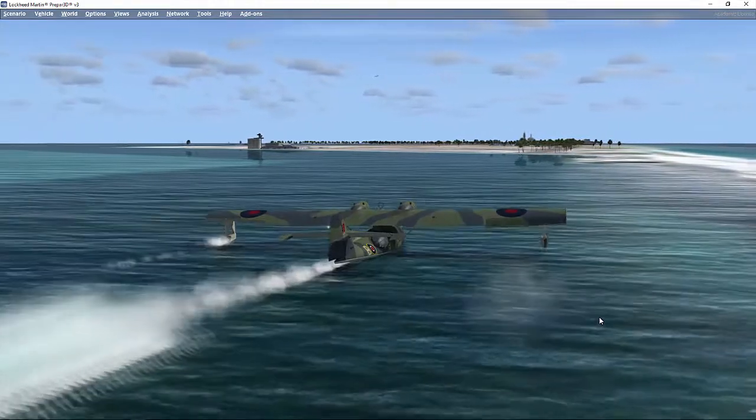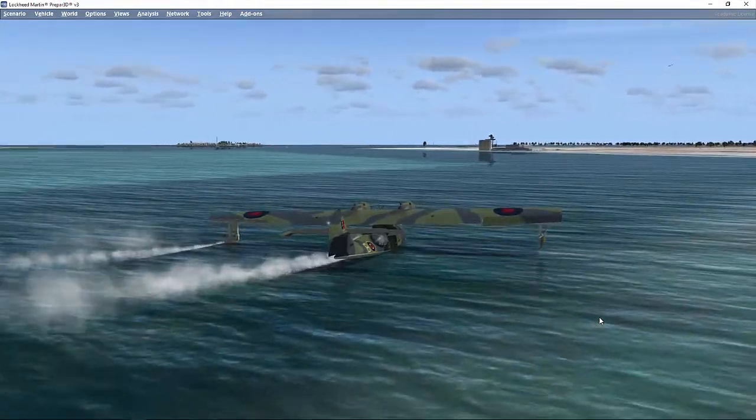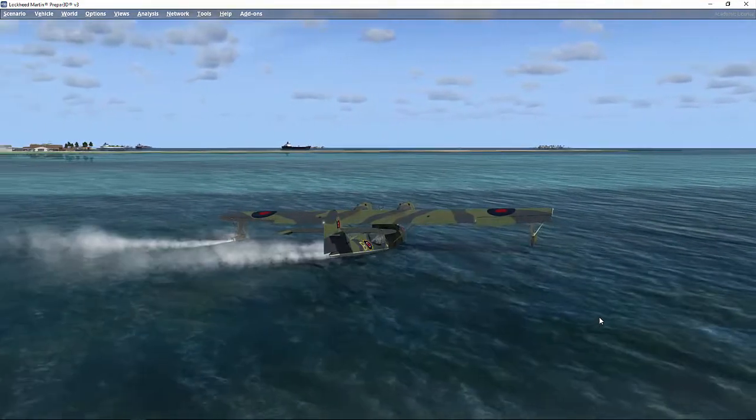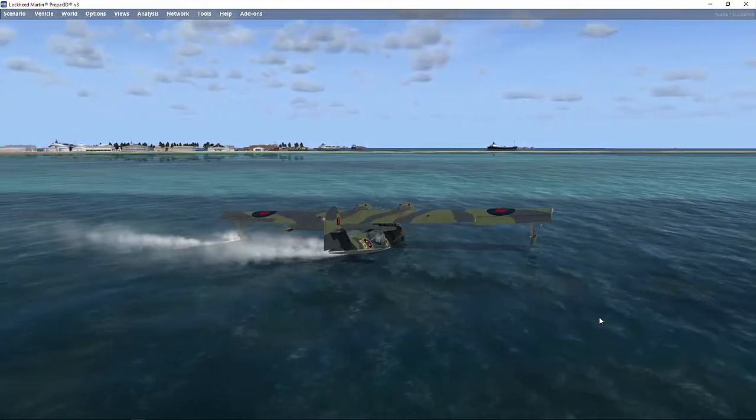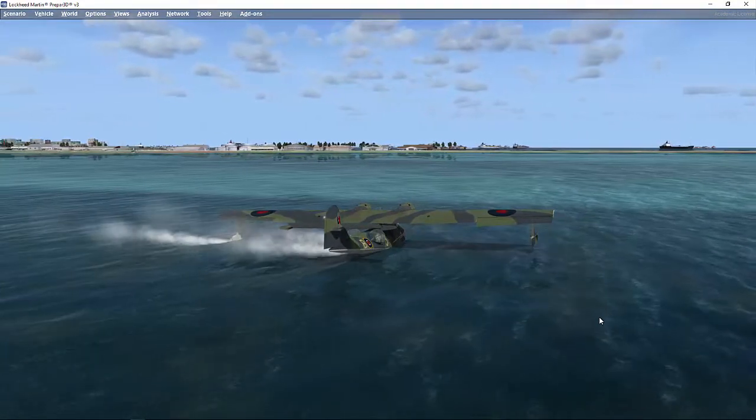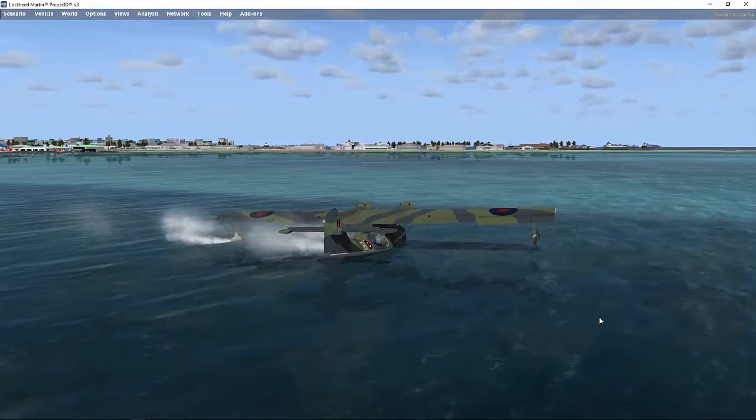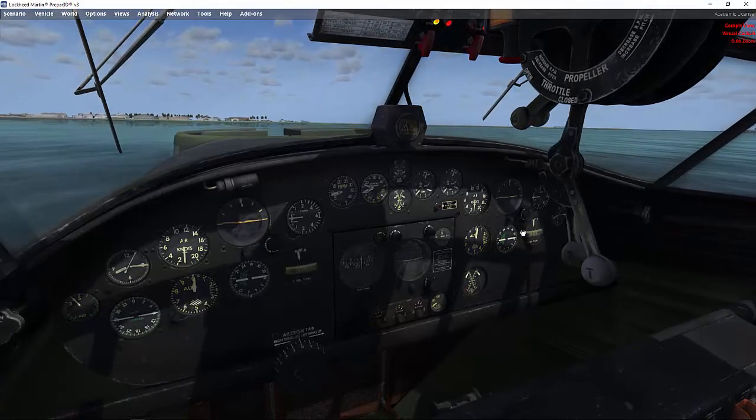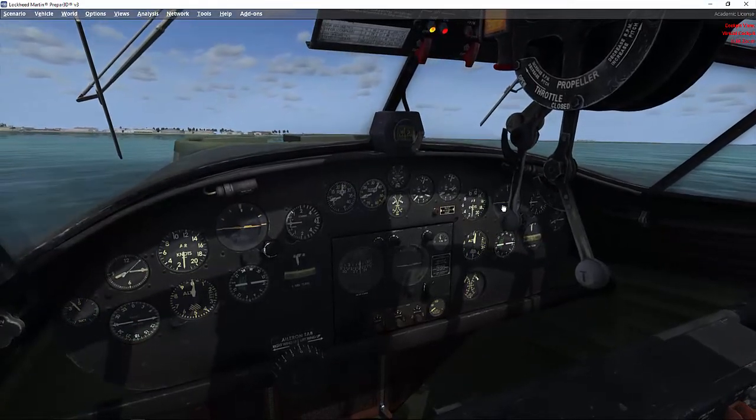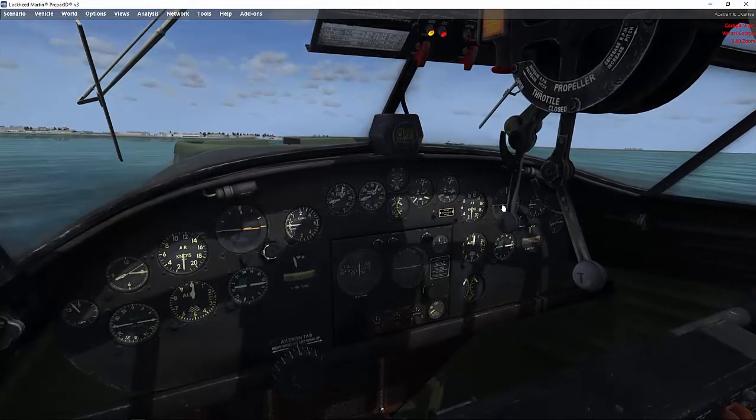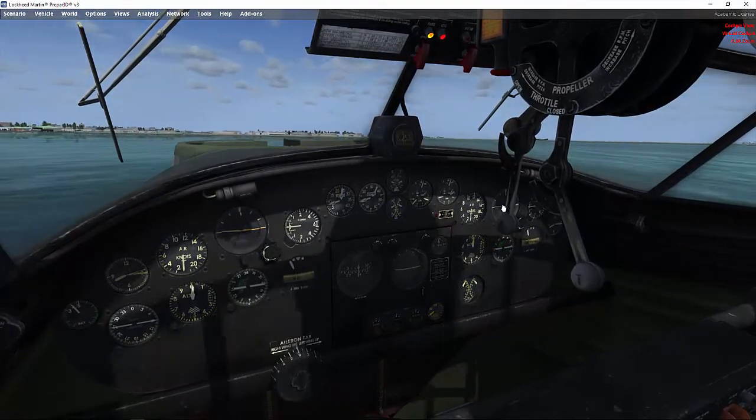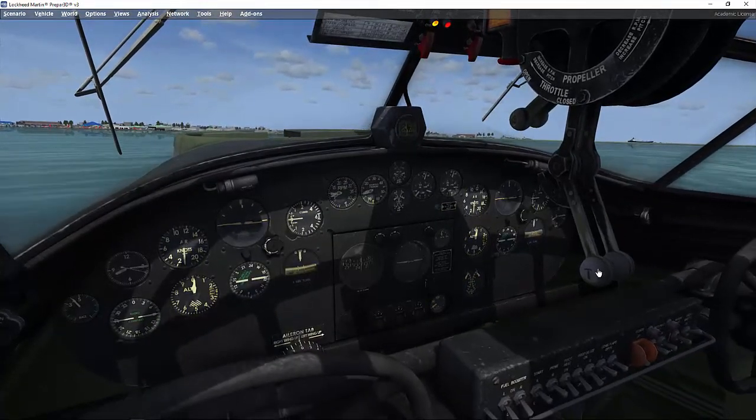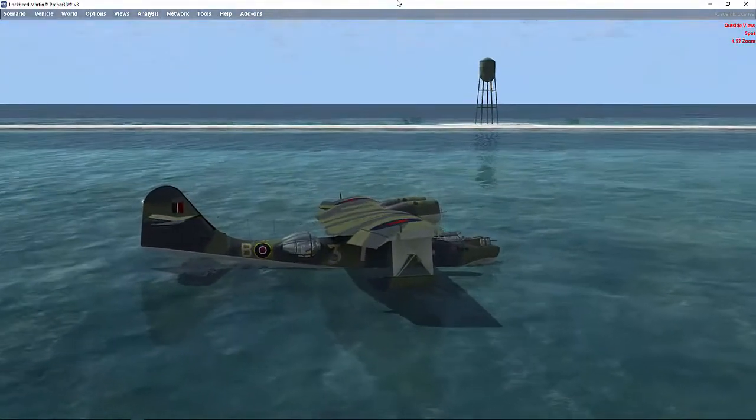Quite interesting to land on water. And there are a number of amphibians available for FSX. Turning can be a problem. So here I'm trying to turn left. I'm putting power on the right-hand engine to get us around.